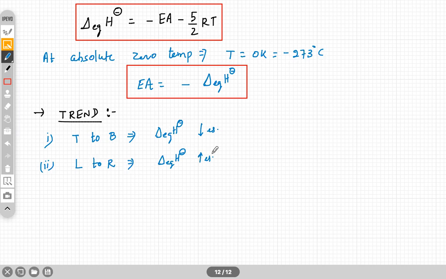Oh, that depends. I'll tell the trend here. The trend is this only. Left to right, it increases. Means the negative value increases. So the immediate left one has a slightly lesser negative value than the immediate right one. I'm not talking about magnitude, I'm talking about the negative value.